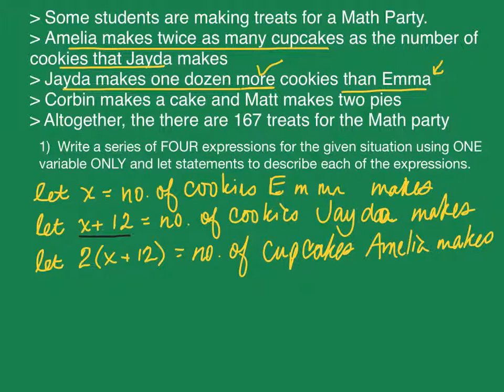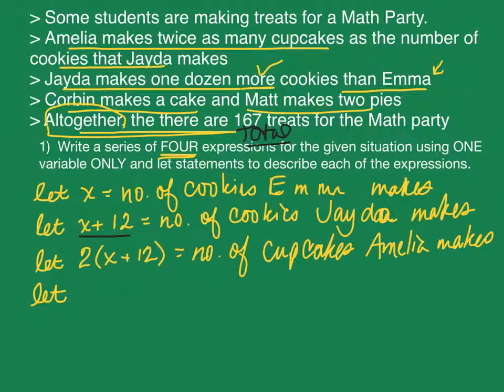Okay, so this tells us we have to write 4 expressions. Well, what other information is it that we need to focus on? We know that Corbin makes a cake, Matt makes 2 pies. That's not something that we don't know, so we don't need to write an expression for it. And we're given this last piece of information. All together. All together indicates that it's a total we're looking for. A total. So that means I need to add them all together. So let's add each of them together in my final let statement.